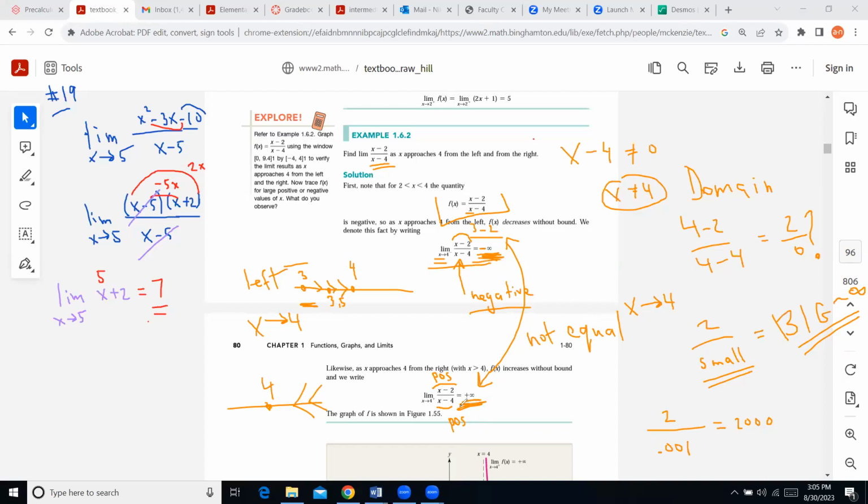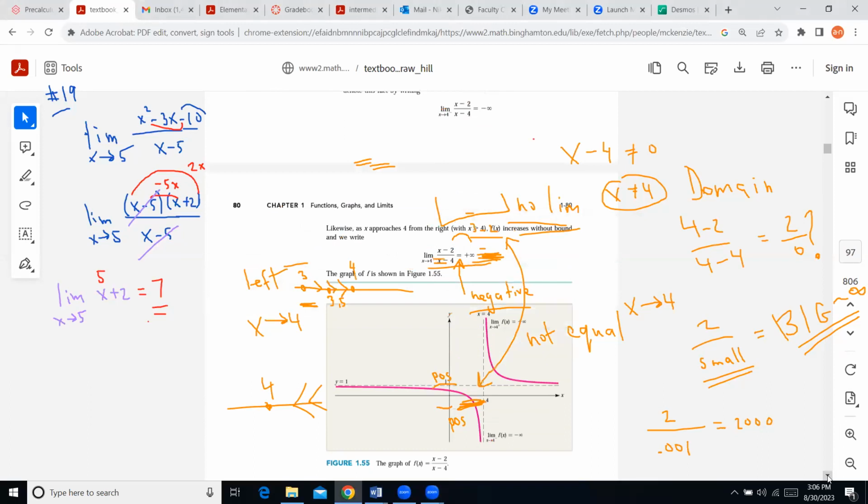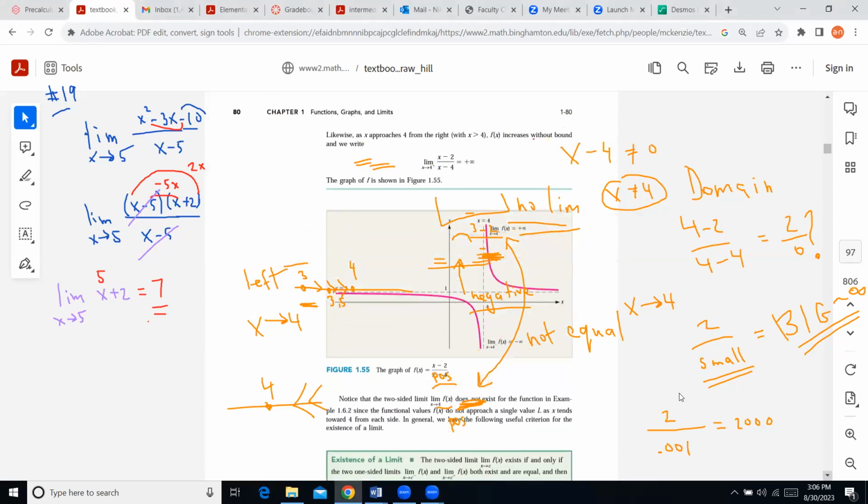So if limits are not equal, we say no limit. So if they say find a limit, you say no limit, because both the left and right side must approach the same place, not different ones. And then it starts to make sense to show the graph.